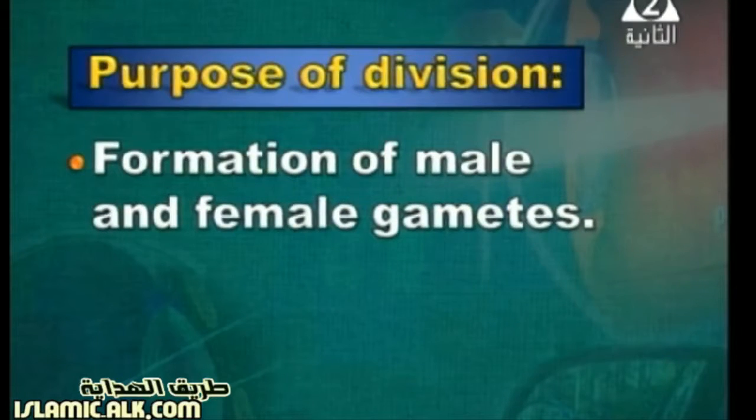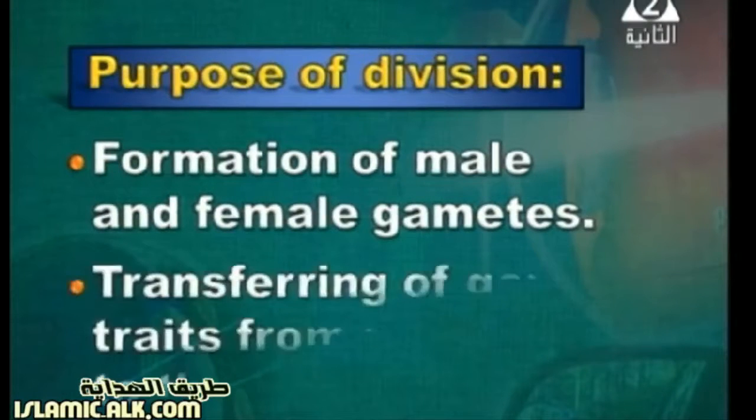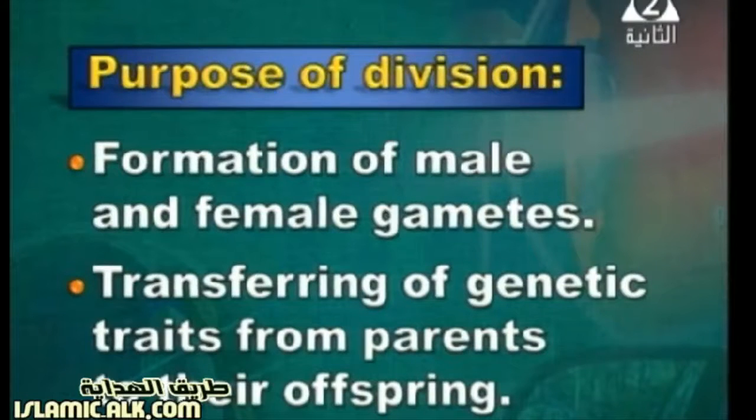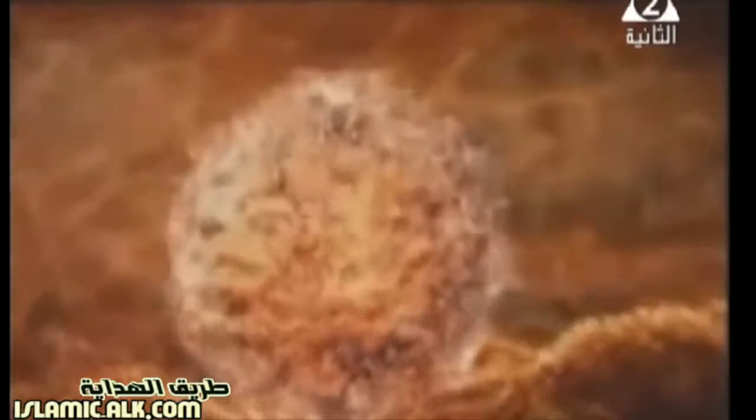The aim of this division is to form the male and the female gametes, also transferring genetic traits from parents to their offspring. The male gamete is known as the sperm, the female gamete is known as the ovum in the body of animals and humans. Do these cells divide by the same division as the somatic cells? No, these cells divide by meiosis cell division.